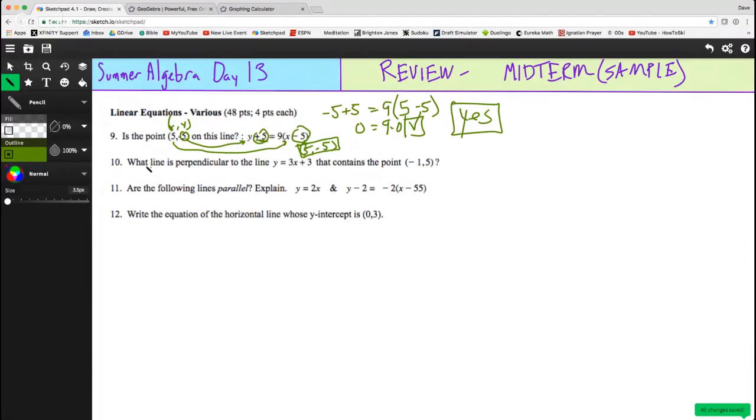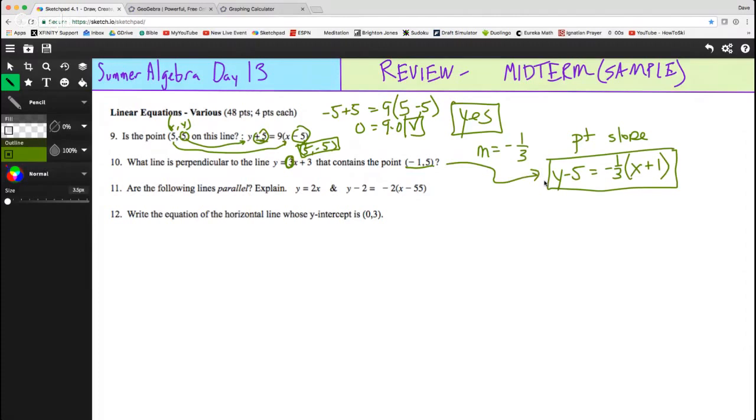So what line is perpendicular to the line y equals 3x plus 3? Well, the perpendicular line has to have a negative reciprocal of 3, so my slope has got to be negative 1 third, and it has the point (negative 1, 5). So I can write my answer in point-slope form. My point is y minus 5, because 5 is my y coordinate. My slope is negative 1 third. And then I get x plus 1, since x minus a negative 1 is x plus 1. And this is my line.